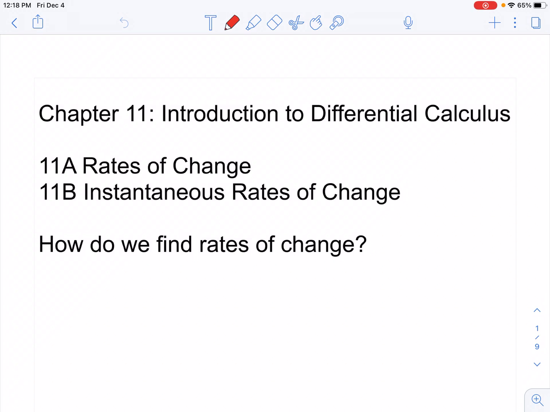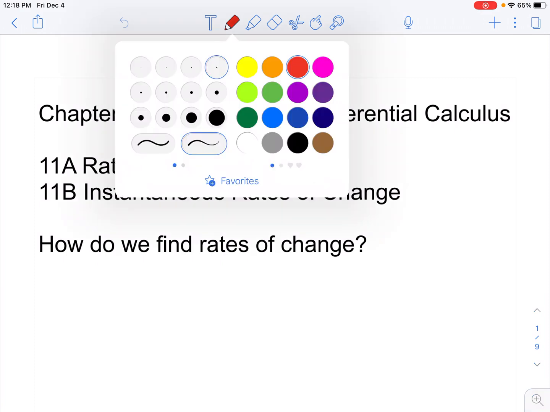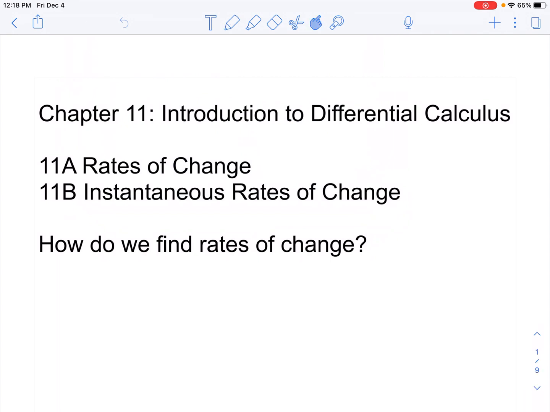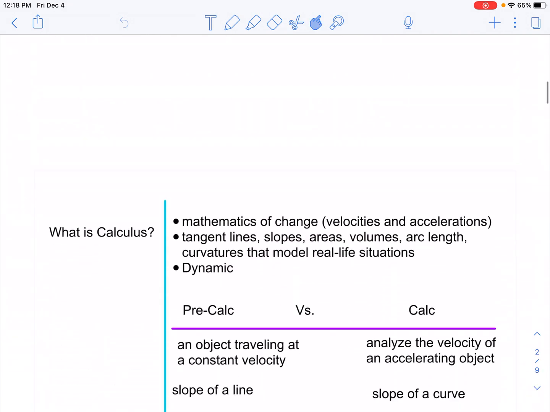Today we start calculus, chapter 11, Introduction to Differential Calculus, and we're going to talk about rates of change. How do we find rates of change? And this should be a breeze. This first introduction should be a breeze.